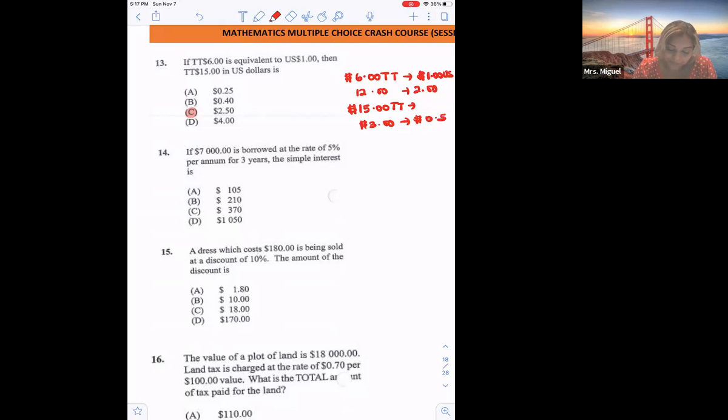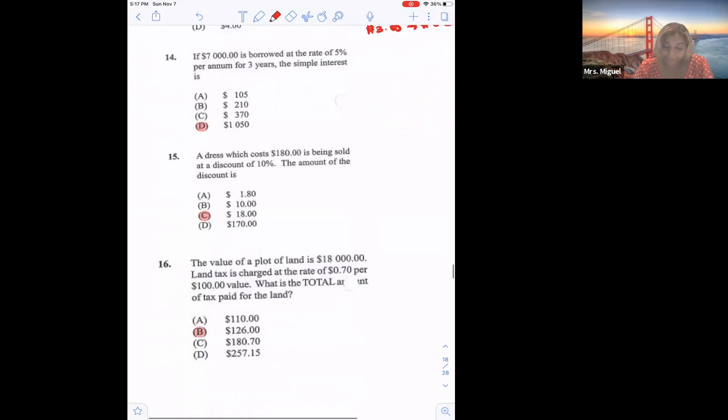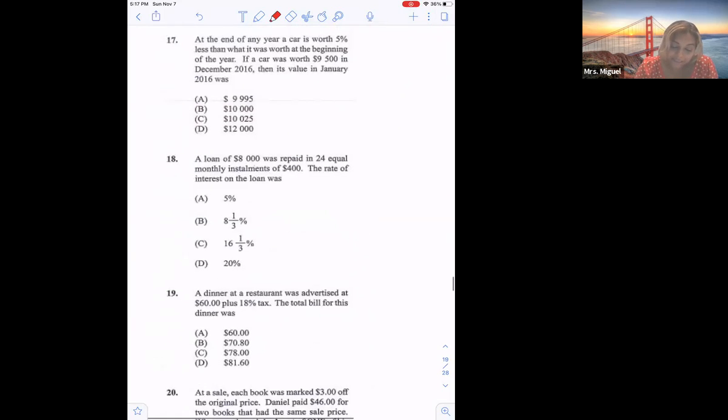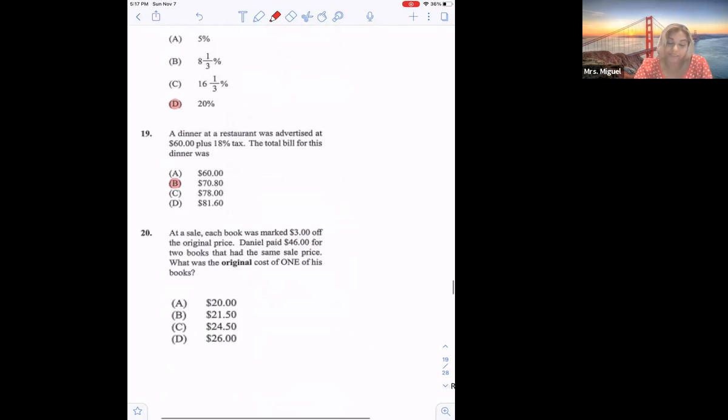Number 14, we did this already. Number 15, we did that. Number 16, we did this one already. 17, we did this. 18, we did this one. 19, we did this. 20, we did not do.